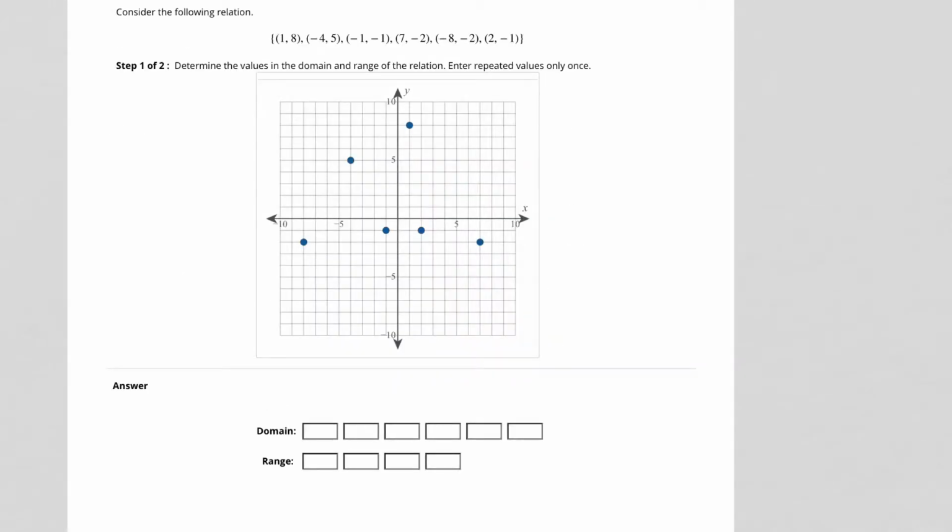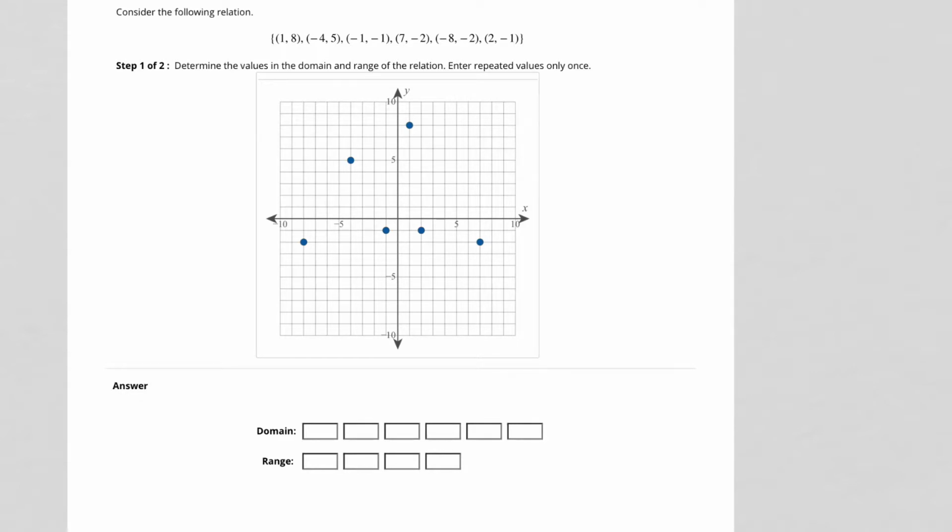The next problem gives us a relation. The relation is the set of ordered pairs (1, 8), (-4, 5), (-1, -1), (7, -2), (-8, -2), (2, -1). Our first step is to determine the values in the domain and the range. Enter repeated values only once.